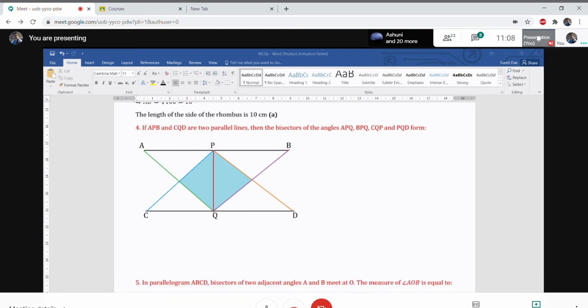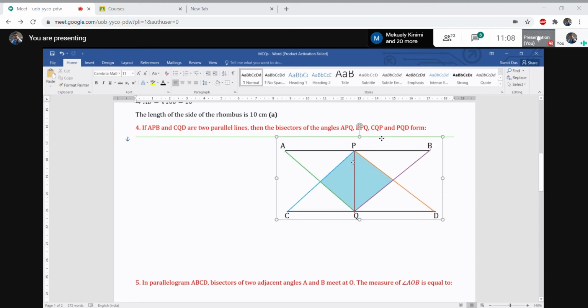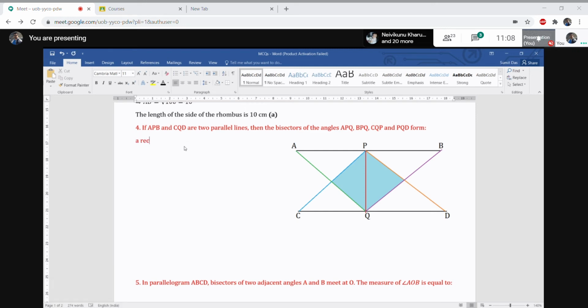This looks like actually a square, right? But the thing is, just imagine if I extend this APB and the CQD line, the distance between them will increase and this will be a rectangle, because this length will increase at that time. Now the distance between these lines is very close, so it looks like a square. But a square is also a rectangle. So the answer will be a rectangle.